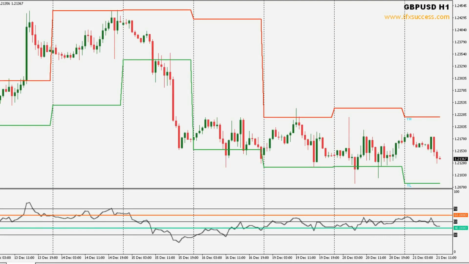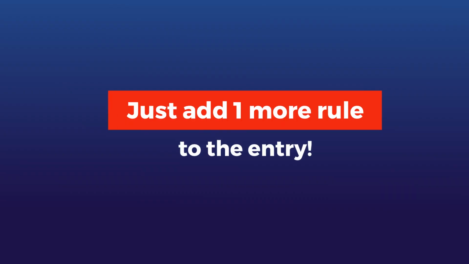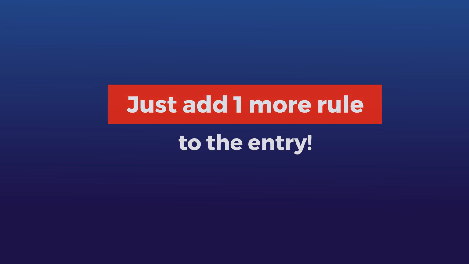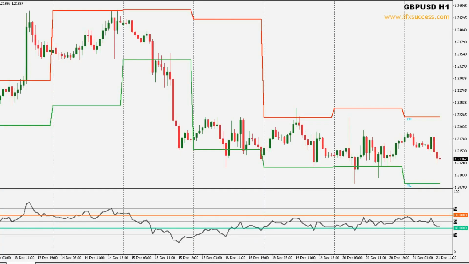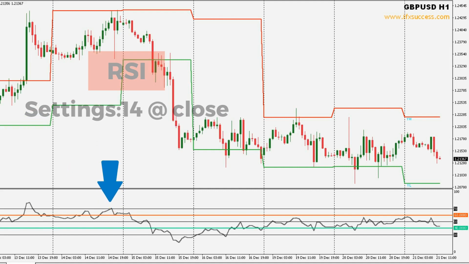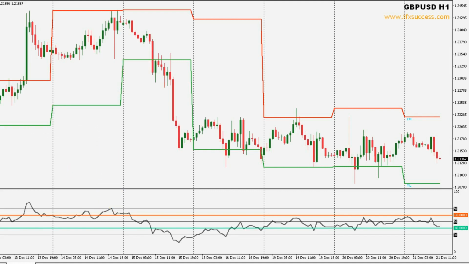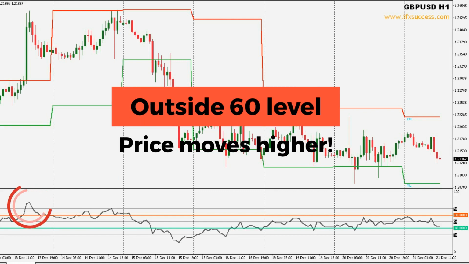Keep in mind that everything else stays the same, you're just adding one more rule to the entry. Remember, less is more. If you start adding too many rules, you will become confused. Good. Let's take a look at the chart again in 1 hour and refocus on the RSI. The RSI is a great tool that can be used in various ways. I've just observed this in my years of trading.